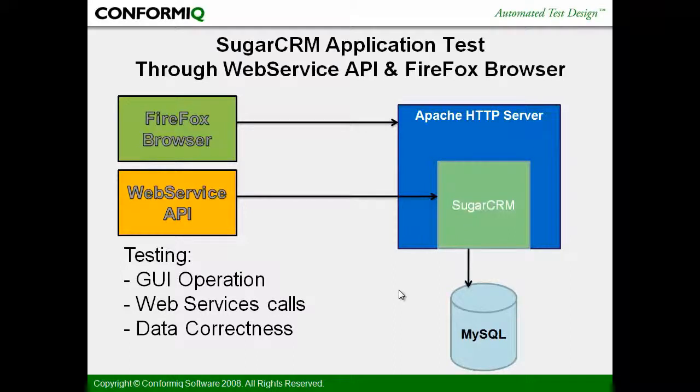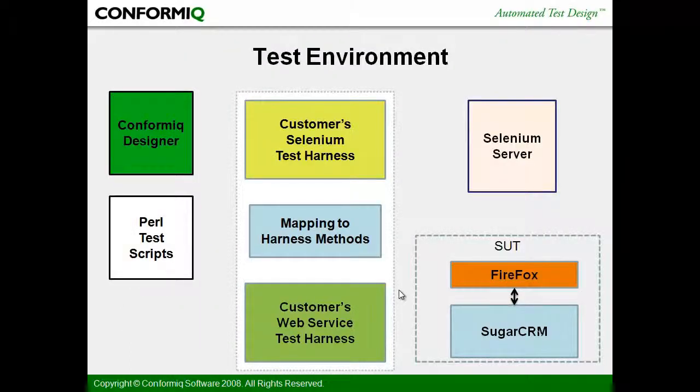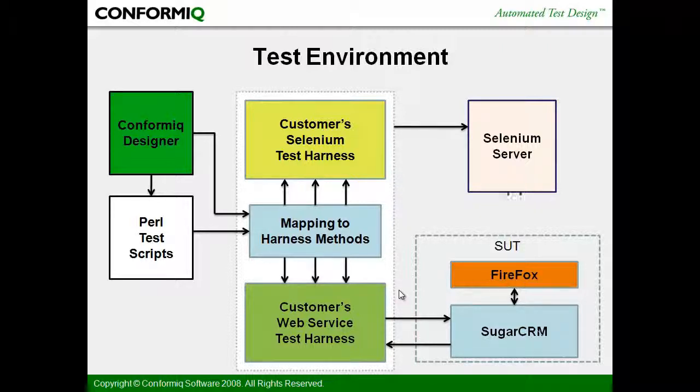And on the back end, we have a MySQL database, which powers the whole thing. Let's take a little look at how the whole thing operates. We create a model of how the system is supposed to operate in Conformiq Designer, and from that, we generate the test scripts. We also generate a mapping into the test harness. In this case, the test harness is going to be powered by Selenium, another open source component, which is frequently used for UI testing. And we also wrote a little test harness for making the SOAP calls. And then ultimately, everything interacts with our SugarCRM.